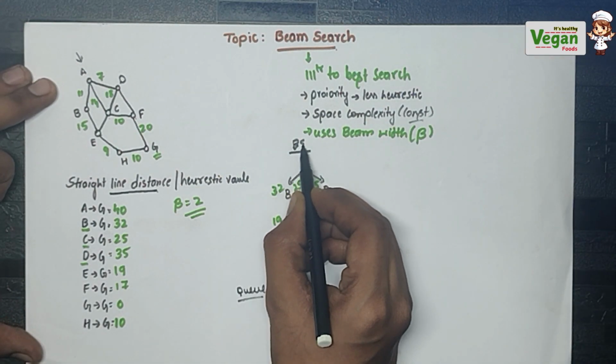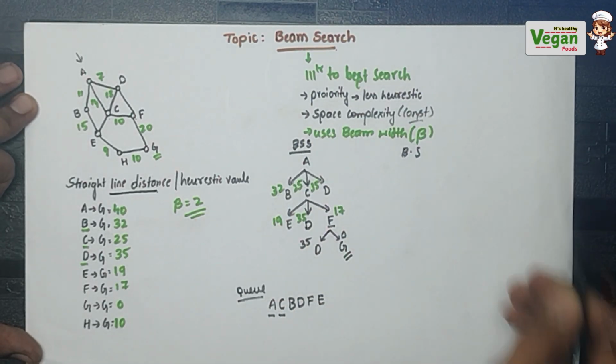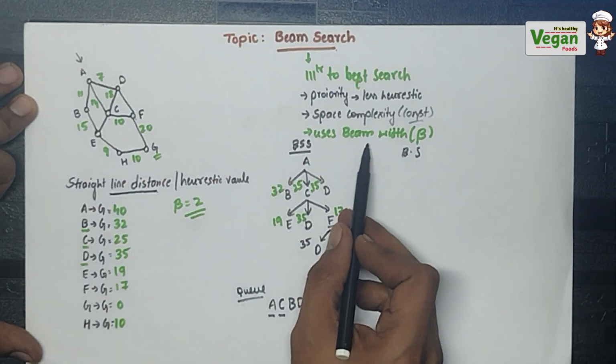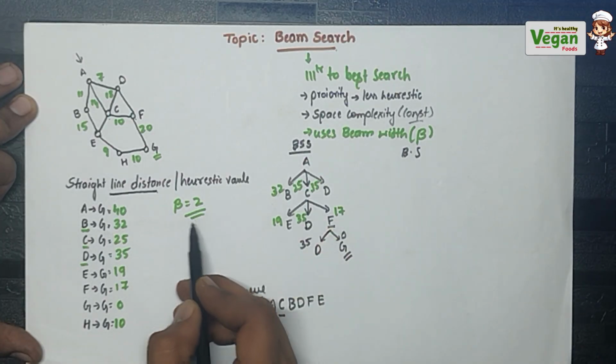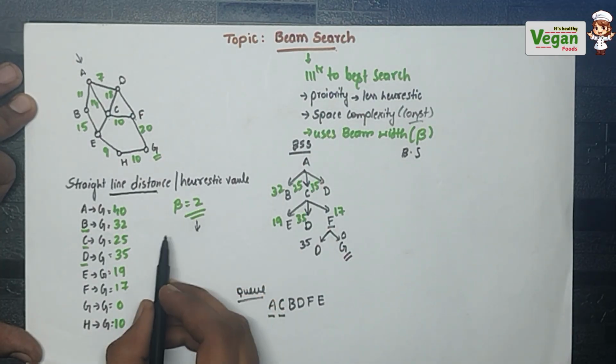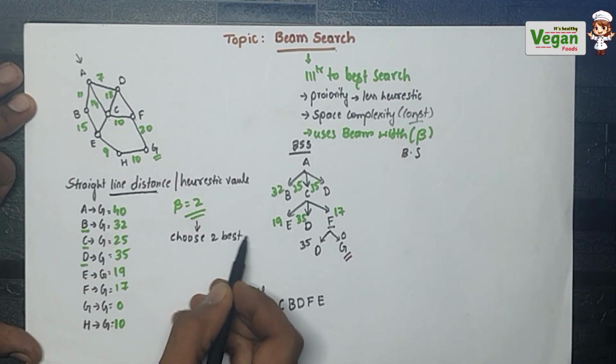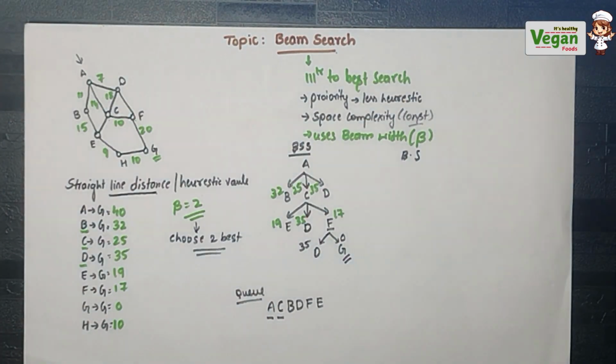Now let's discuss the beam search. What beam search does is, it gives the value of beta, that is the beam width. So here the beam width is given as 2. So what we should do is choose the two best possible paths among all the possible paths.